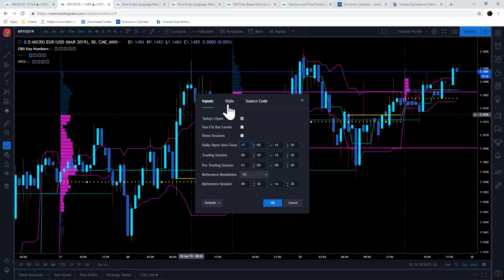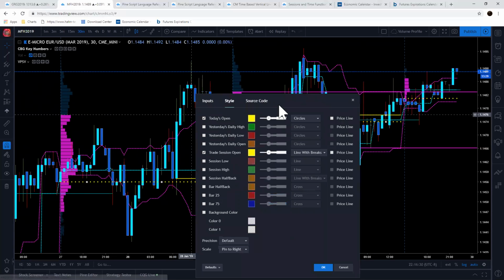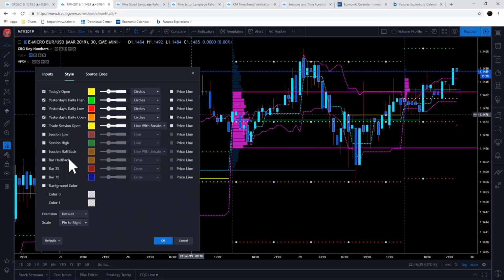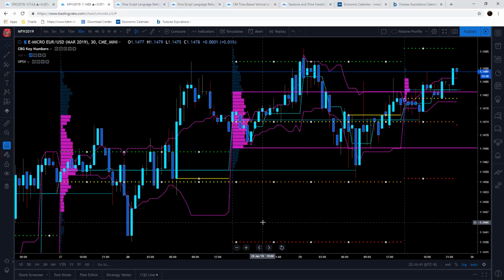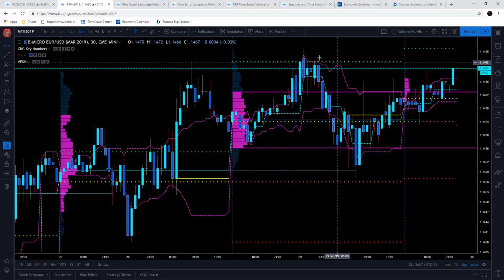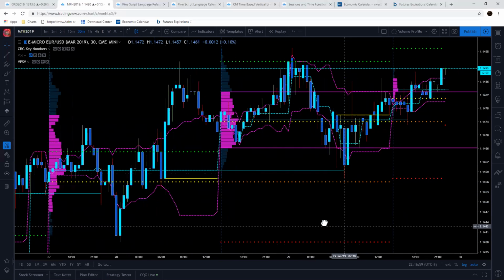Another really important set of levels are your previous day's high, your previous day's low, and also your previous day's open, right? Here are the yellow dots, and then the next day they become orange dots. Again, all customizable, but it gives you a good reference point to see where we're trading in relation to the previous day's opening, high, and low.